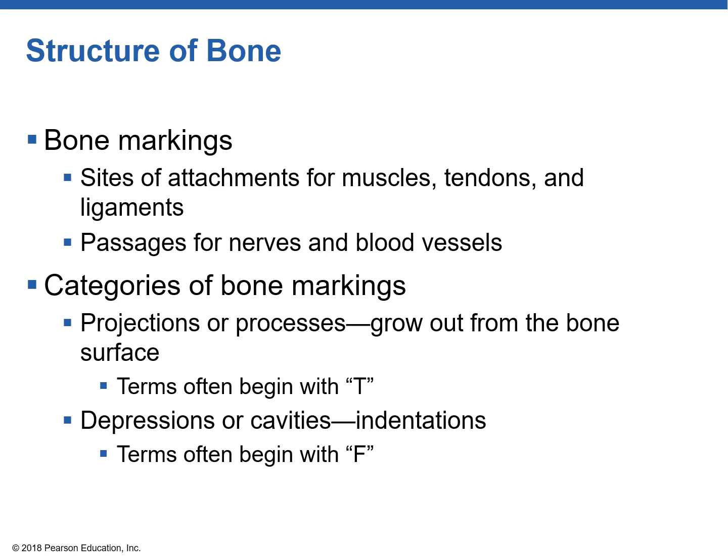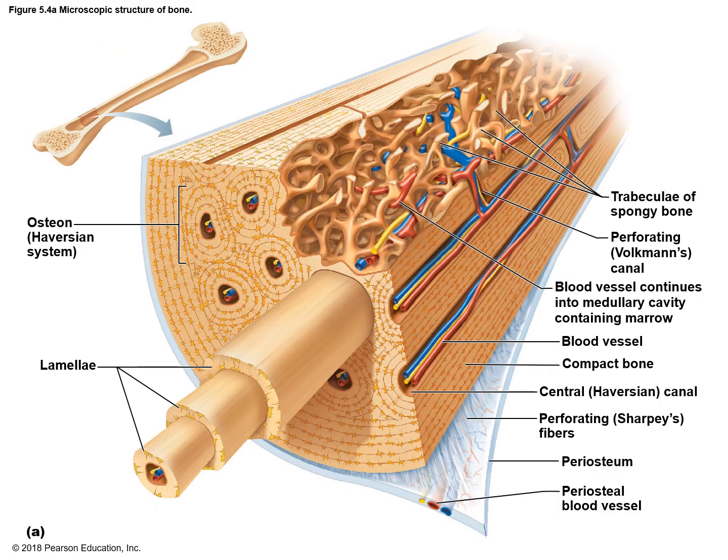Bones are not smooth, but rather scarred with bumps, holes, and ridges. These bone markings reveal where muscles, tendons, and ligaments attach and where blood vessels and nerves pass through. There are two categories of bone markings: projections and processes, which grow out from the bone surface, and depressions or cavities, which are indentations in the bone.